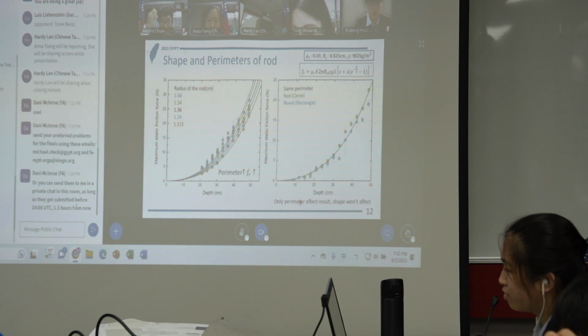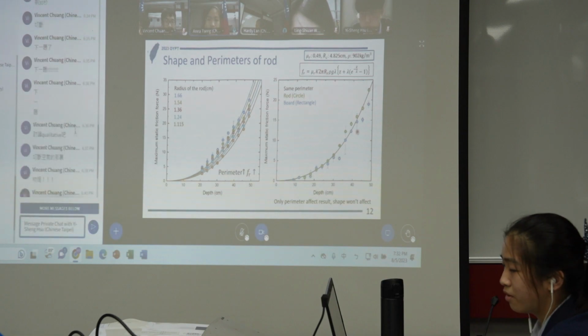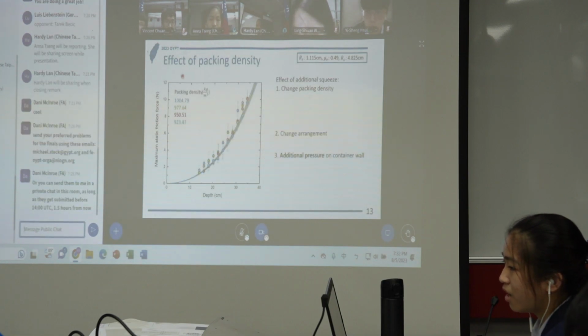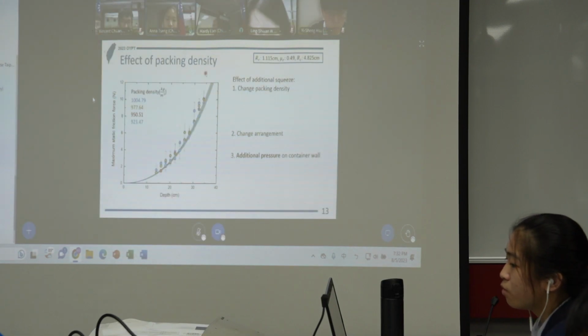And here we change different shapes of a holder. We use a rod and a board which have the same perimeter. From our experimental result, we found that only perimeter will affect the friction force, and the shape won't affect it. And what's the effect of packing density? We change the packing density by knocking the whole system on the ground.